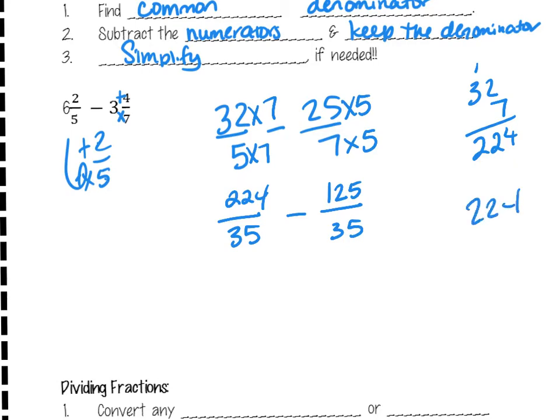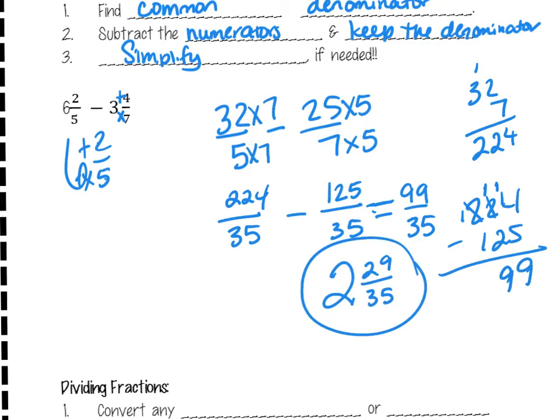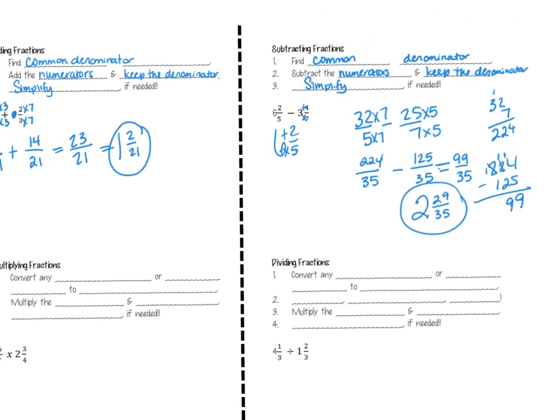So 224 minus 125, because I'm going to subtract the numerators. And keep the denominators the same. So I got 99/35. Well, that's improper, right? So what do I do with that? I change it to a mixed number. 35 will go into 99 twice with 29 left over. So we have 2 and 29/35. Not too bad, right? Just a little refresher. Kick your mind off. Y'all remember this? Yeah. Okay.